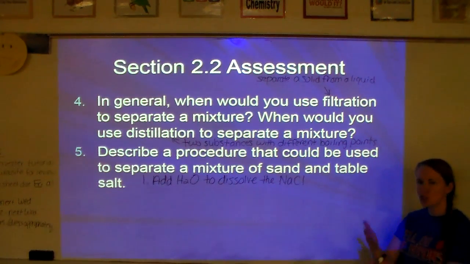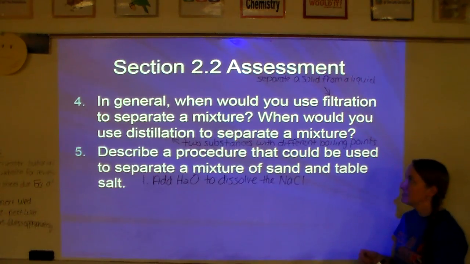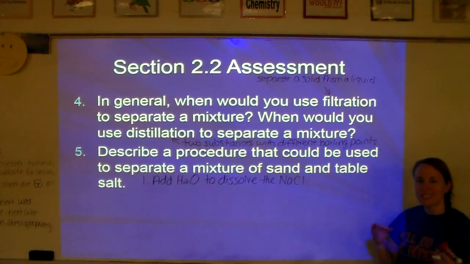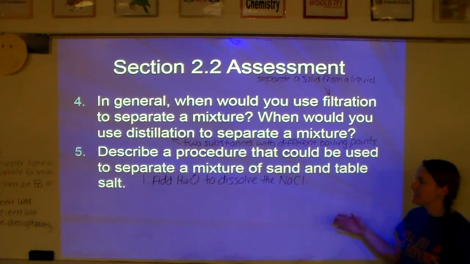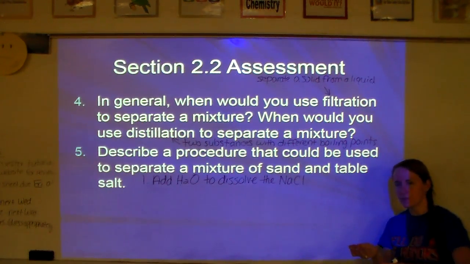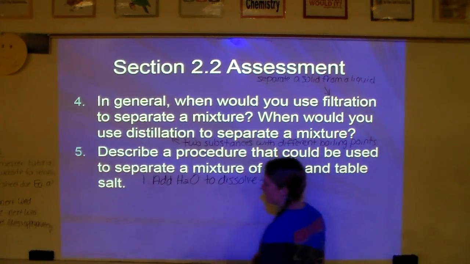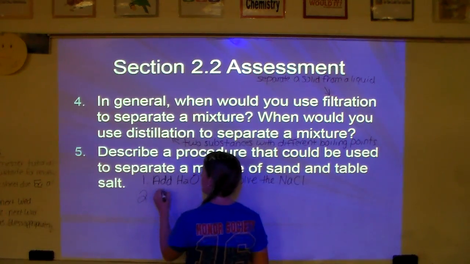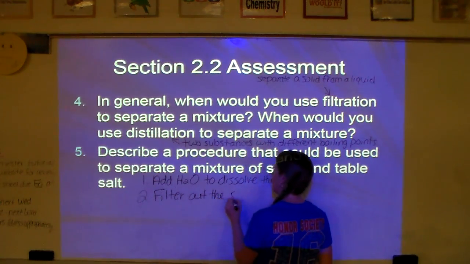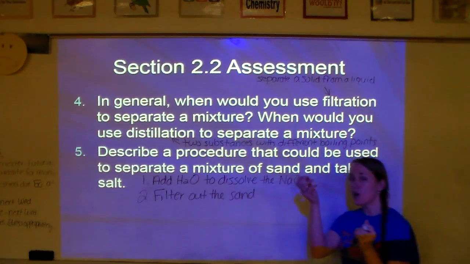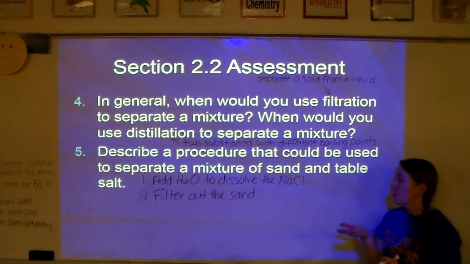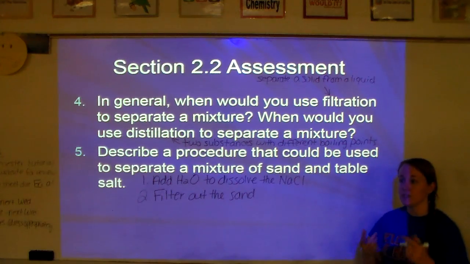All right, so now I have salt water and sand. So which process would I want to use first for salt water and sand? Well, the sand is a solid that does not dissolve. It's just going to stay as a solid. So if I pour it through the filter paper, it would collect the sand. So my second step, I would say filter out the sand. Because if I pour it through, the salt water will pass through the paper, but the sand would be caught in the paper. So now I'm going to be left with salt water.